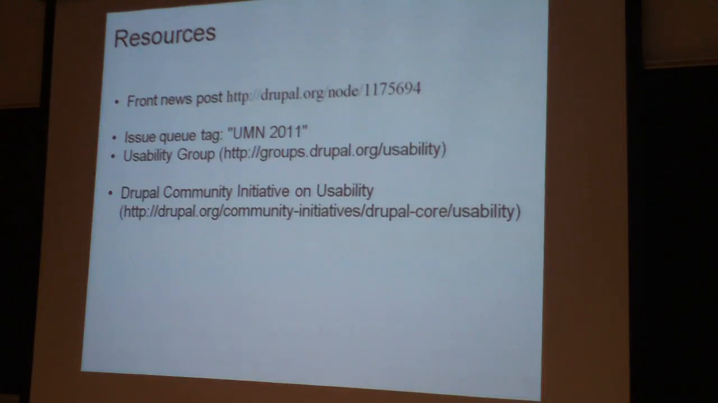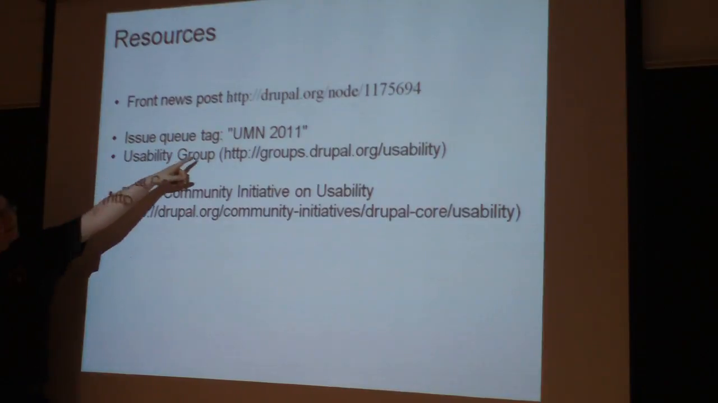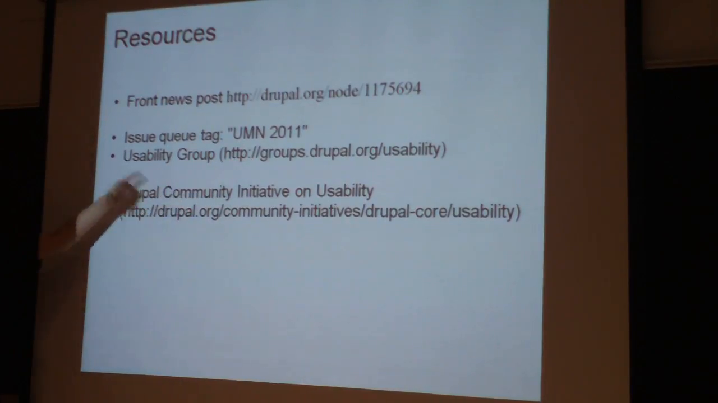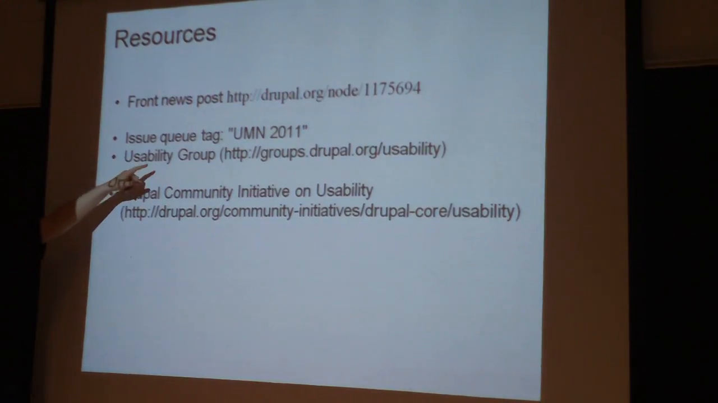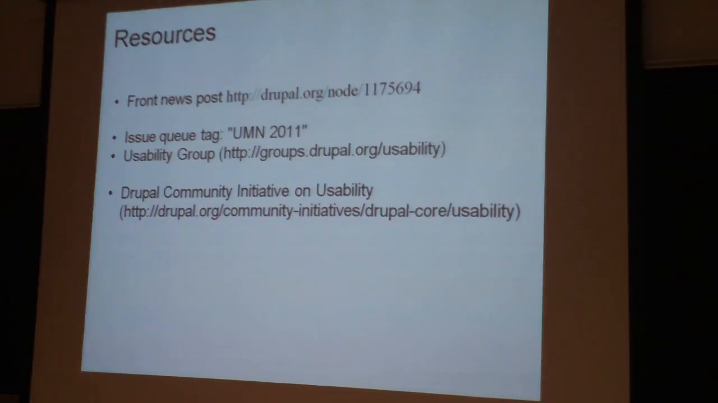So if you'd like to help us with that, we put up a post on the front page of Drupal.org that summarizes this in writing. We've started a tag in the issue queue called UMN2011, so you can get a list of all of the hit list issues that we found throughout this and help us with patches. There's also a usability group at groups.drupal.org/usability, where we discuss how we're going to fix some of the bigger problems. And finally, there's a Drupal community initiative page on usability as well that highlights the top issues that we're focusing on right now.